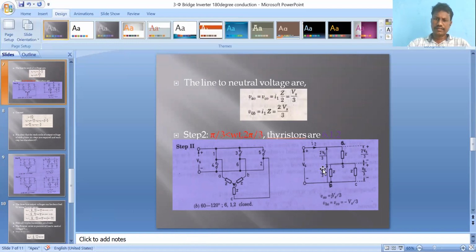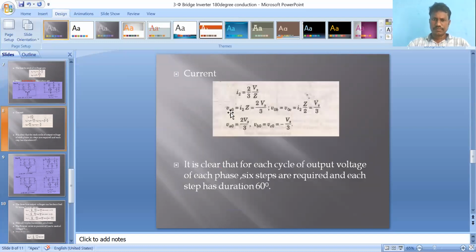So again we calculate VA0 is plus 2 VDC by 3, VB0, VC0 minus VDC by 3. So these are the phase voltages by calculation of this. VA0 is plus 2 VDC by 3, VB0, VC0 is equal to minus VDC by 3. So like this we are getting.